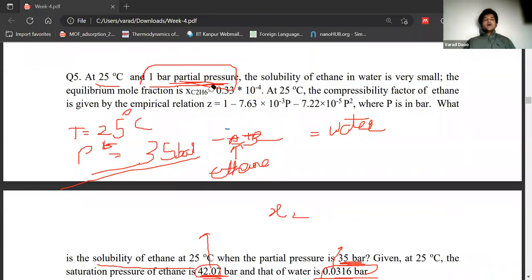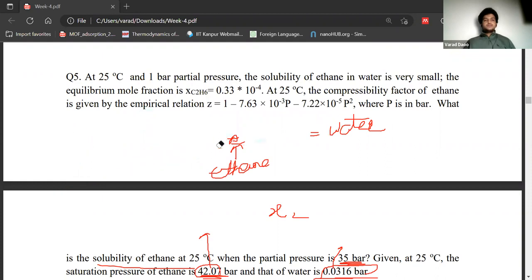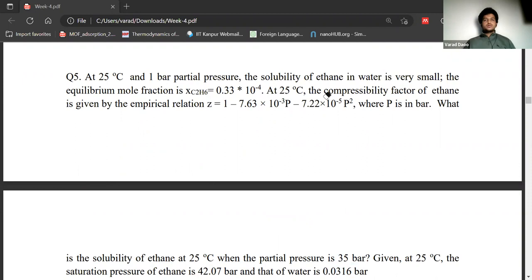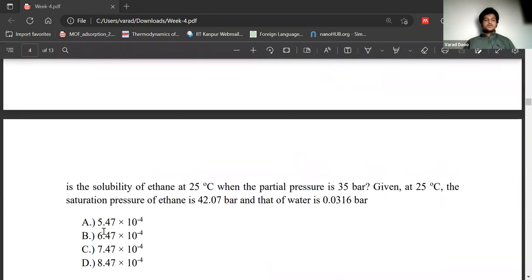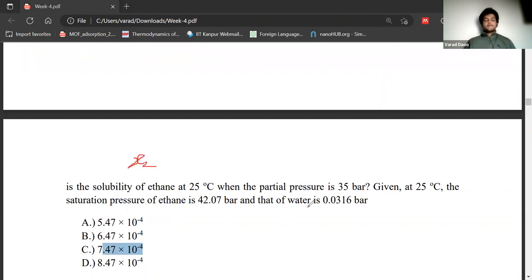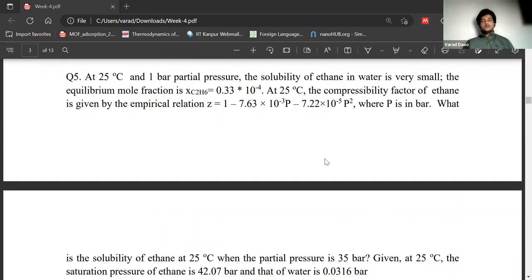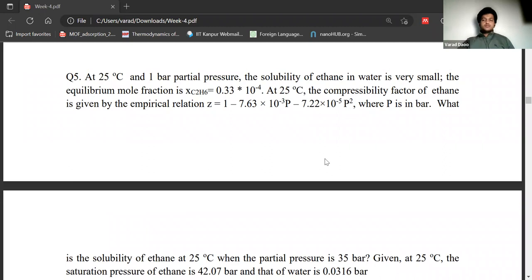Wait while I clear the screen. I hope the question is clear to everyone. If anybody has any doubt, they can ask. These are the options. This is nothing but the final x2 values. The x2 is equal to what? I'll give you a couple of minutes to solve it.